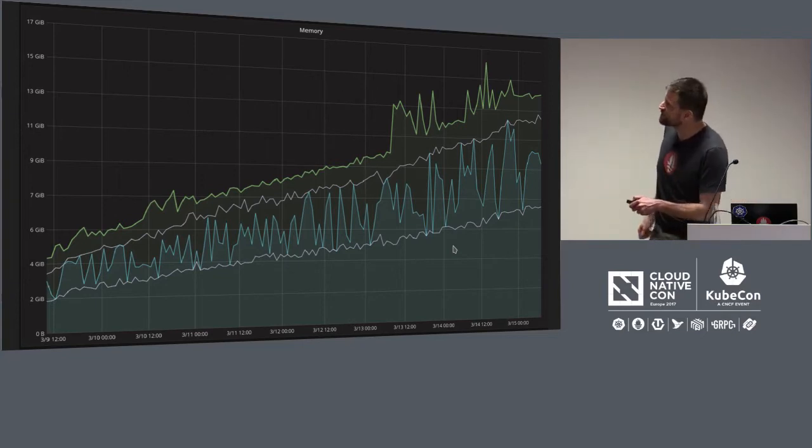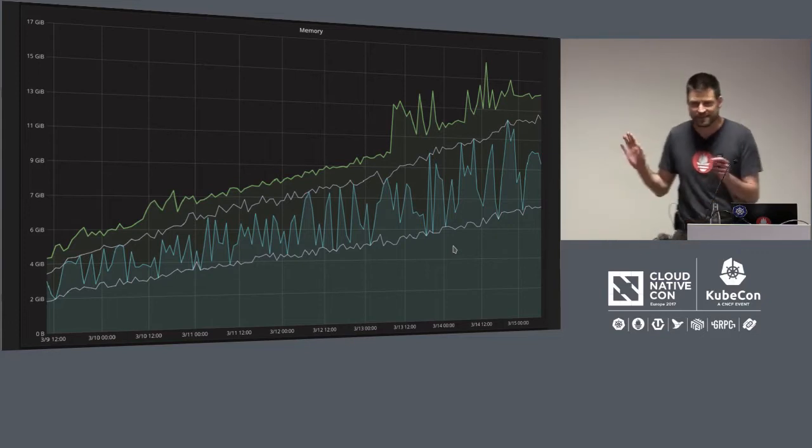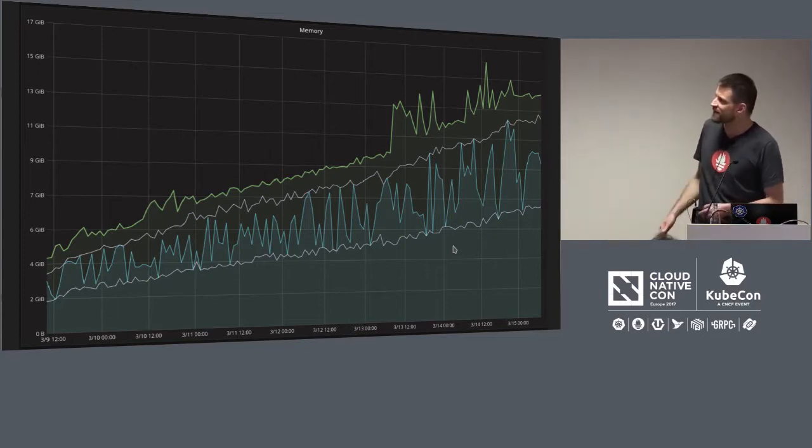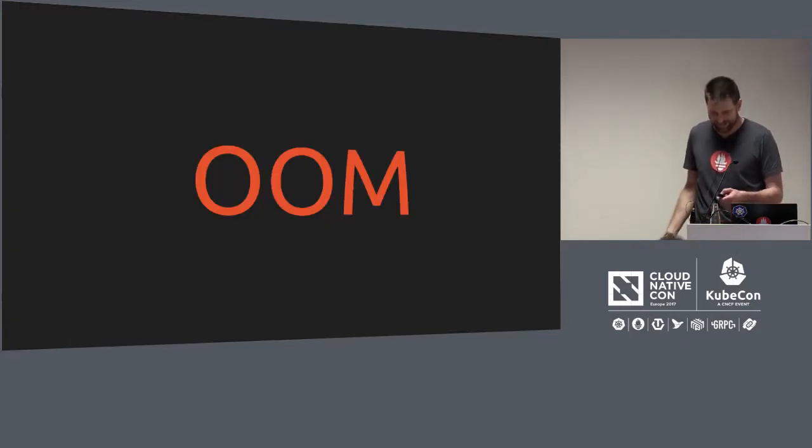So my suspicion would be that we have a huge peak here and that drove up the RSS. But the RSS is weird, right? We will talk about that later. So you see this, whatever the curve is, it all goes up and to the right. So this is clearly a memory leak, right? So you wait for a while, and then you OOM.